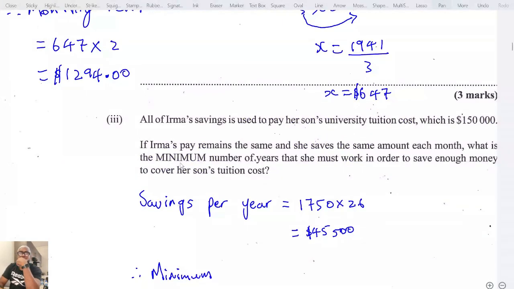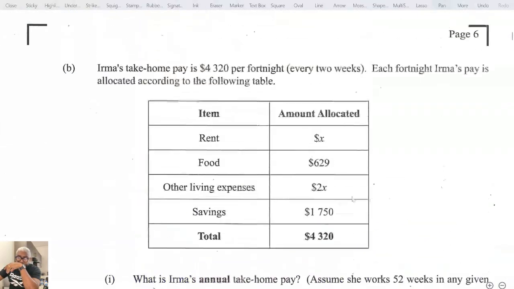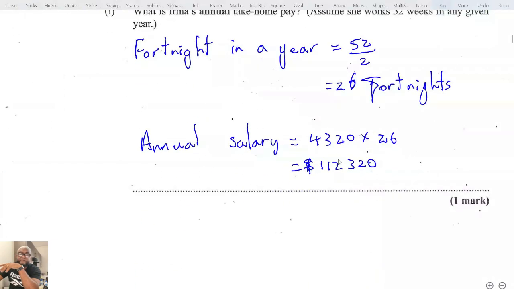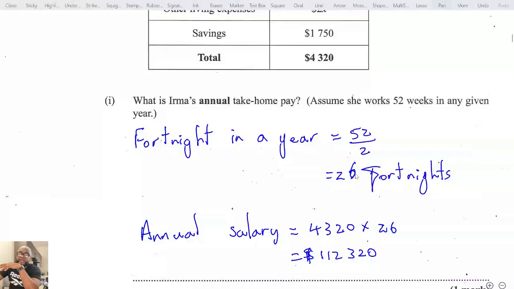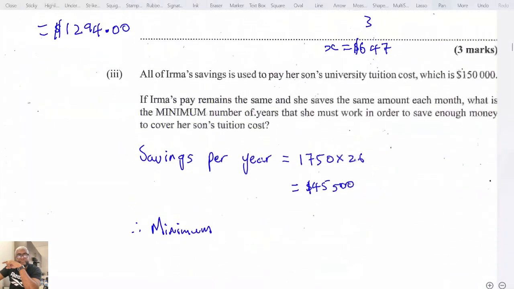She's saving a year, right? She's saving 1750 per fortnight. Look at here. Remember, this is a fortnight breakdown. 1750 per fortnight. We calculated 26 fortnights in a year. Scrolling down. So savings for the year would be 1750 multiplied by 26, which is 45,500.